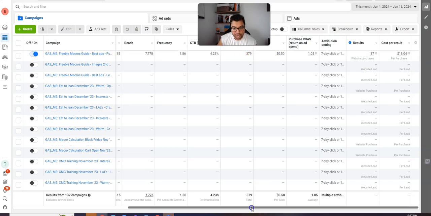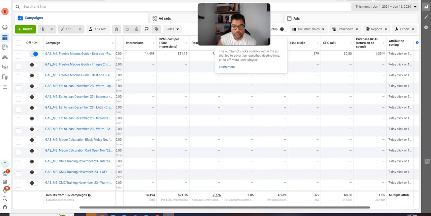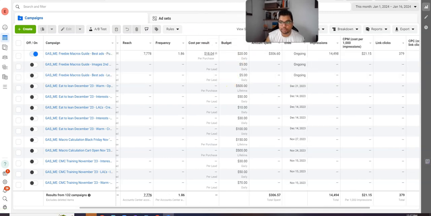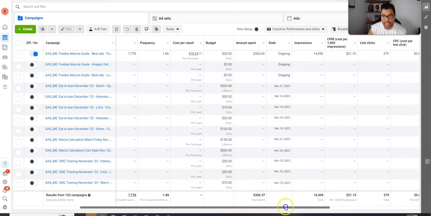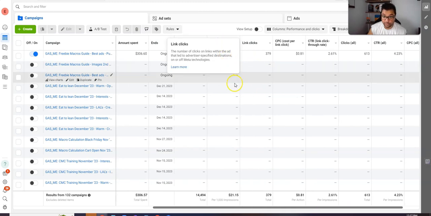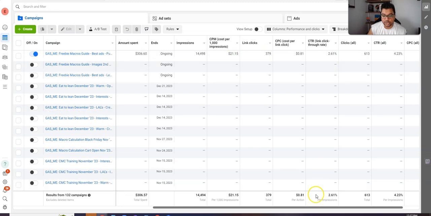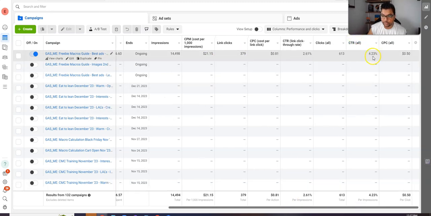Now again, similar as before, we're taking a look at performance and clicks. And let me move my video out of the way. We're going to be looking at CPM costs. We want this to be under 40, under 30. So it's 21, great cost. We're looking at our click-through rate, 4.23, and our link click-through rate, 2.6.